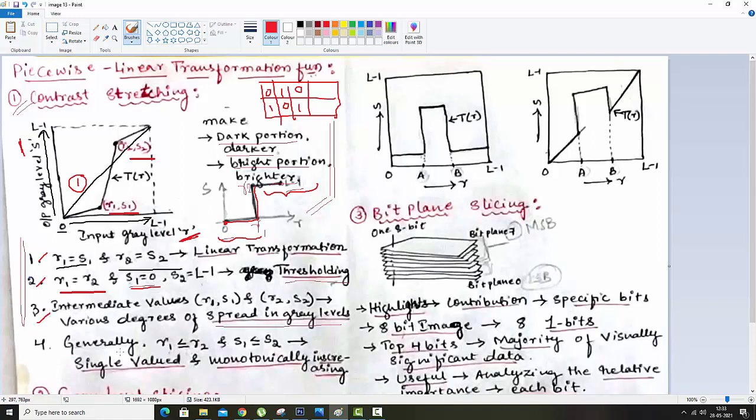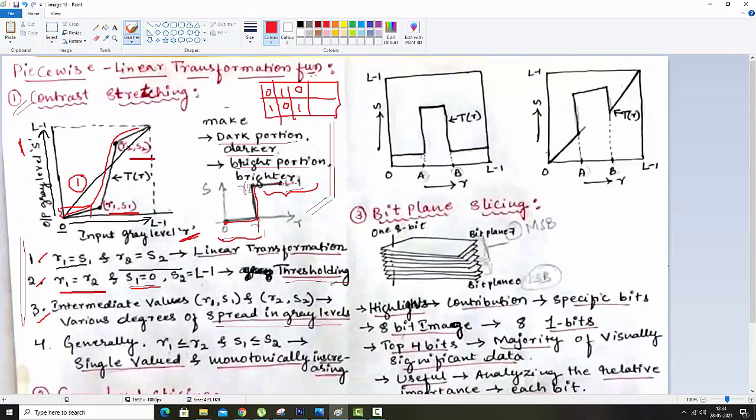And intermediate values can be spread in a different manner. As I have shown, this may also be a curve. At that time, the lower values will be plotted in the output in a smaller, darker portion. So it will increase the contrast. This is something we have also understood from Lightroom.